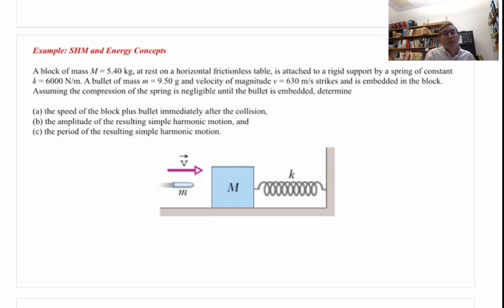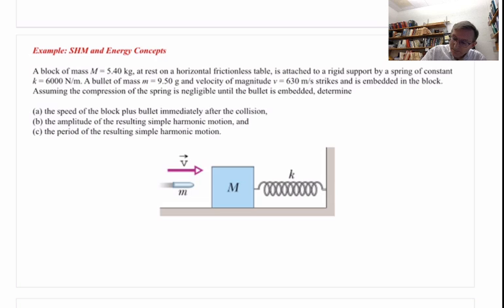Okay, so first part A, the speed of the block plus bullet immediately after the collision. We're going to have to think of this in two stages. The actual collision, whose duration is a tiny fraction of a second, and then the motion that occurs after the collision, which in this case is simple harmonic motion. But we've got to look at those two things separately because we'll use different physics to analyze those two stages.